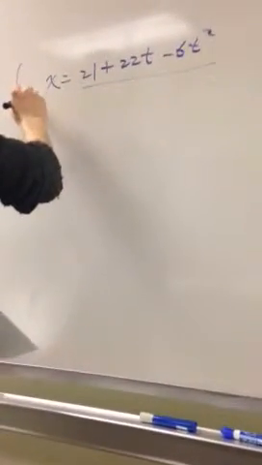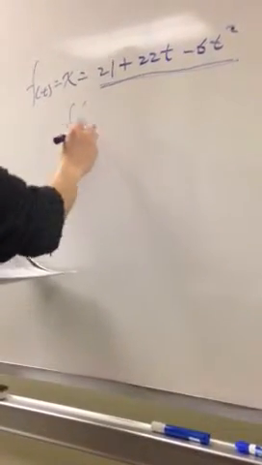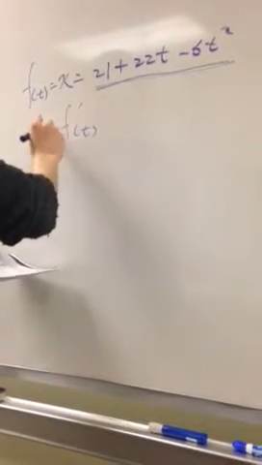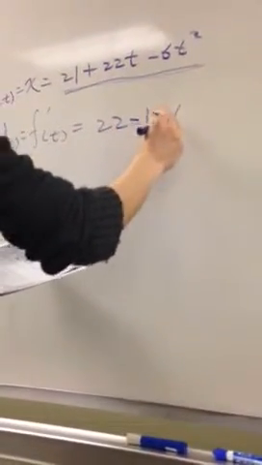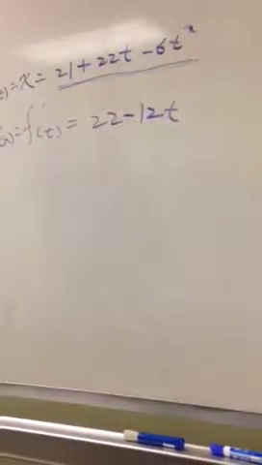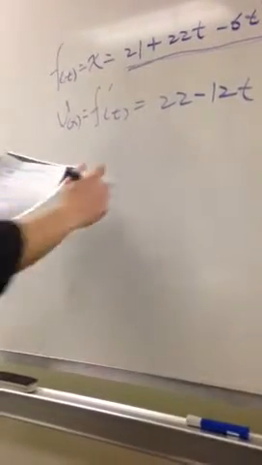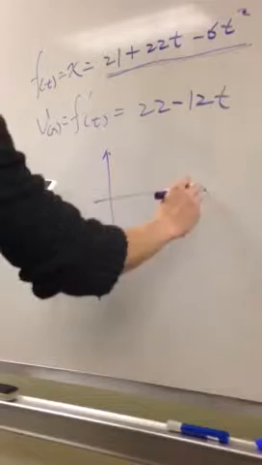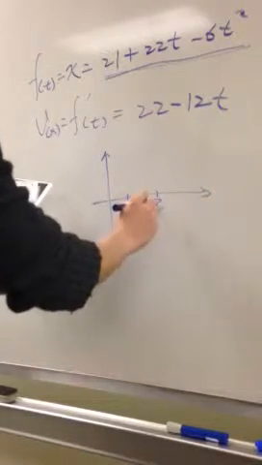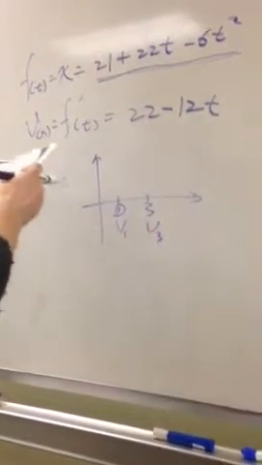Yeah, ft, that's the position. And then if you take the derivative of this, it's gonna be the velocity. And that's gonna be 22 minus 12t. Okay? And then you want to know the velocity at time 1 and 3. You calculate 1 and 3.